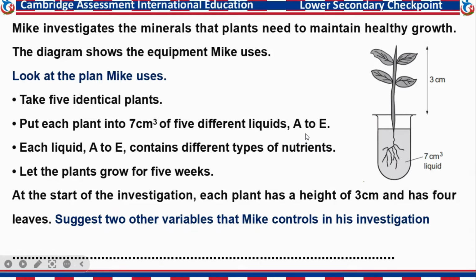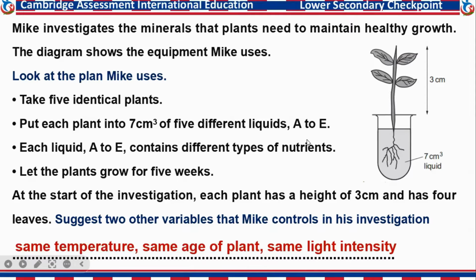And what are the variables? We have the same temperature, all of them must be exposed to the same temperature. Then the plants must be of the same age because differences in age can affect the experiment. Then all of them must be exposed to the same light intensity. The amount of sunlight or whichever light is provided for the plant must be the same across the board.